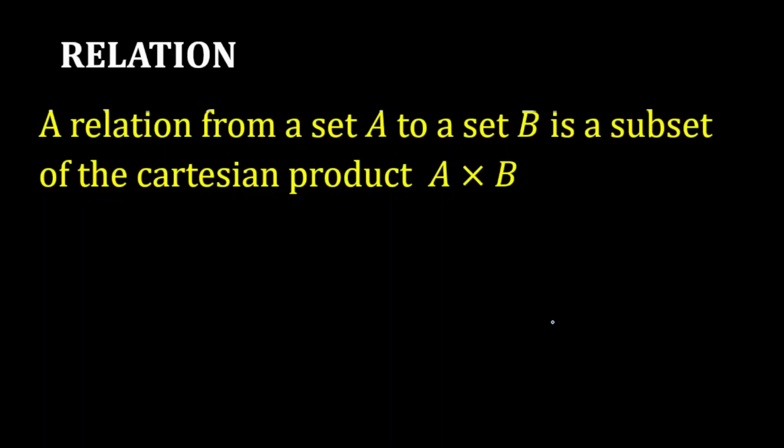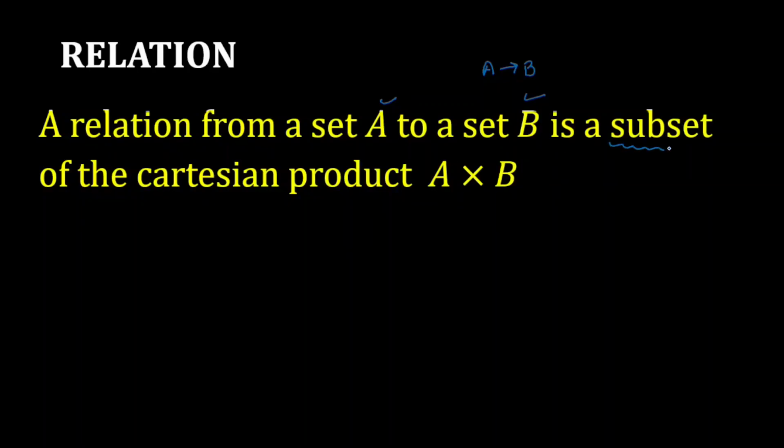For example, in general, if a brother and sister, what is the relation between them? If two persons are there, what is the relation between them? Whether they are friends, brothers, or brother and sister, what is the relation? So we need two elements, two subjects, two objects. So here we need two sets. Let us take a relation from a set A to set B. We are setting a relation from set A to set B.